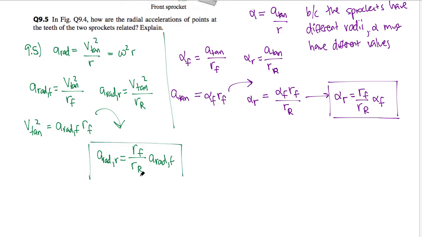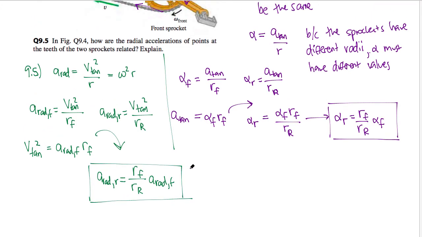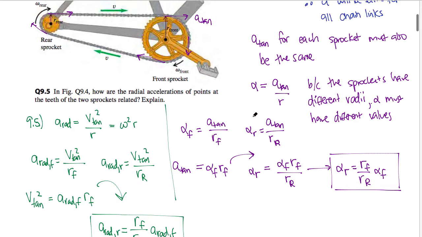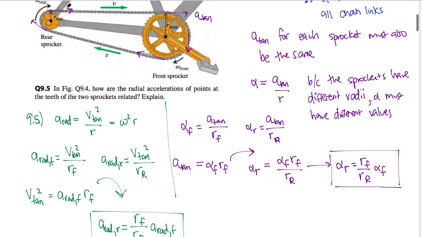So the point in doing this is to show you how these are related. So when I have two interlinked sprockets, you see that this ratio of radii just shows up every single time. So something to look out for in all problems that involve a linked set of rotating objects.